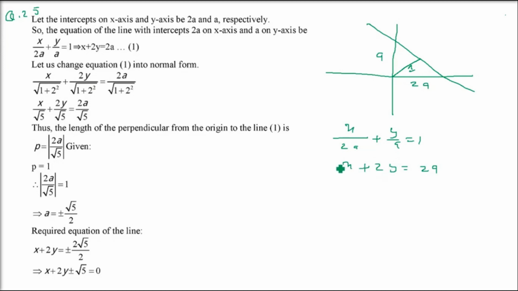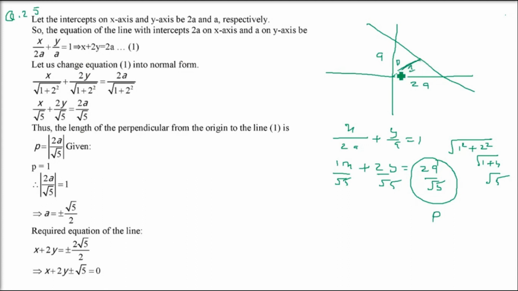Take the coefficient of x, take the coefficient of y, square them, add them, take the under root. So you have 1 square plus 2 square, that is 1 plus 4, under root, it is under root 5. So divide everything by under root 5. Now the right hand side, 2a by root 5, is what? This is the distance from the origin, p. And p is given as 1.